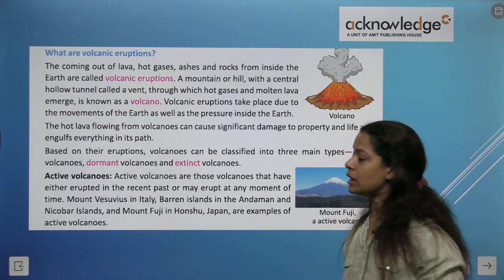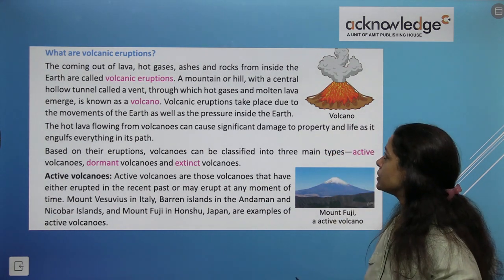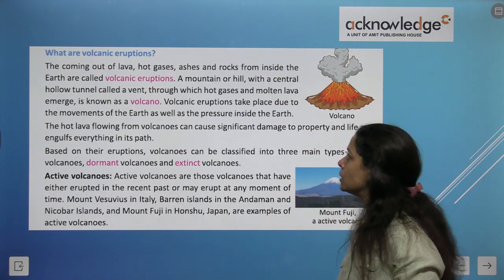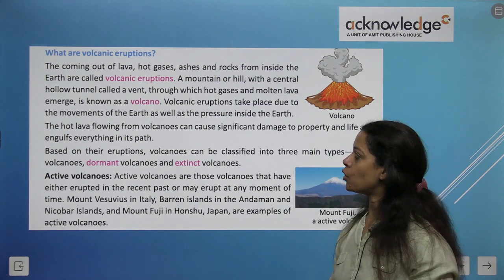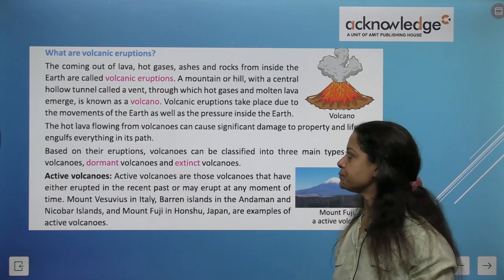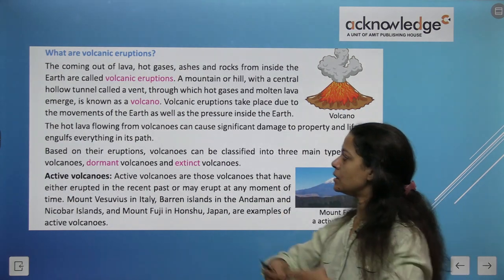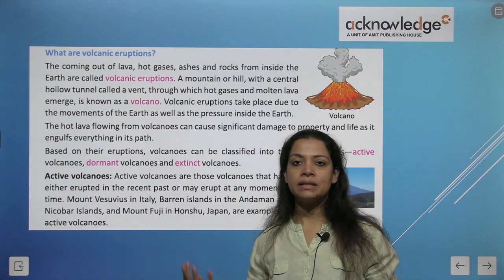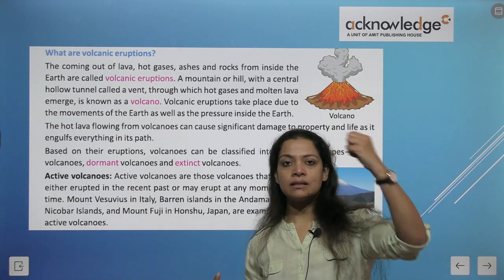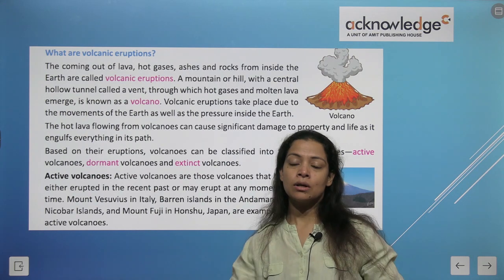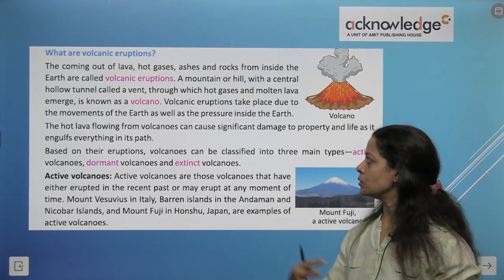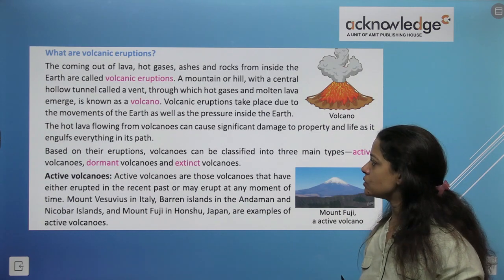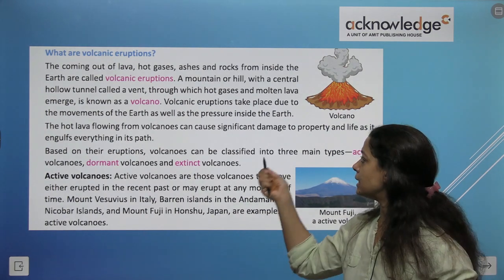The coming out of lava, hot gases, ashes and rocks from inside the earth is called a volcanic eruption. So, a mountain or hill with a hollow tunnel called a vent, through which hot gases and molten lava emerge, is known as a volcano. तो mountains में, hills में एक tunnel की तरह से hot gases और hot air पास आउट हो रही हैं, तो उसको कहते हैं volcano.